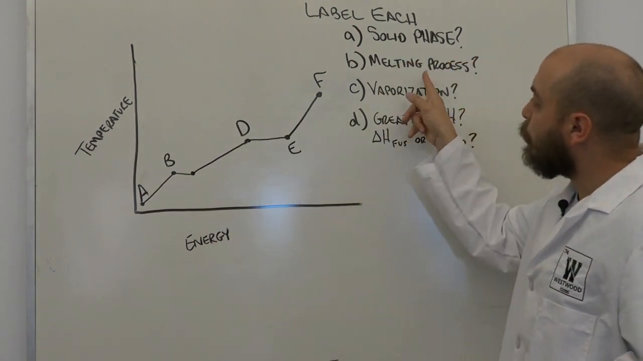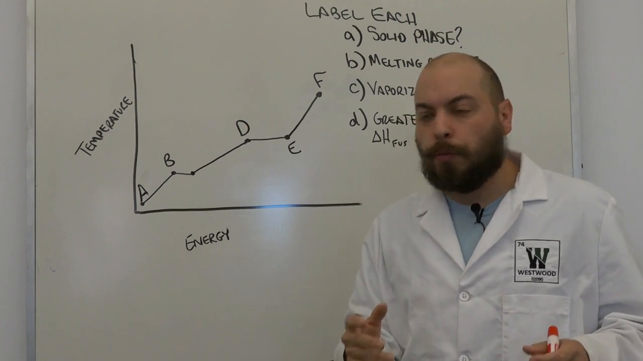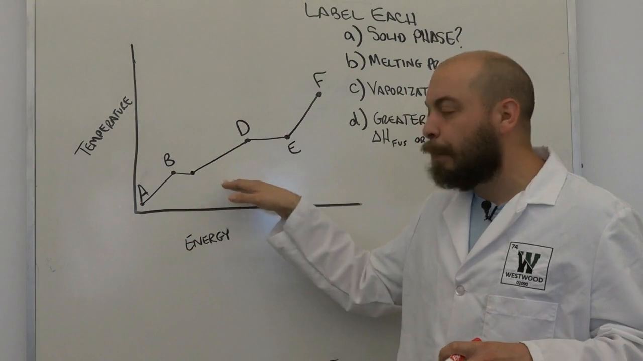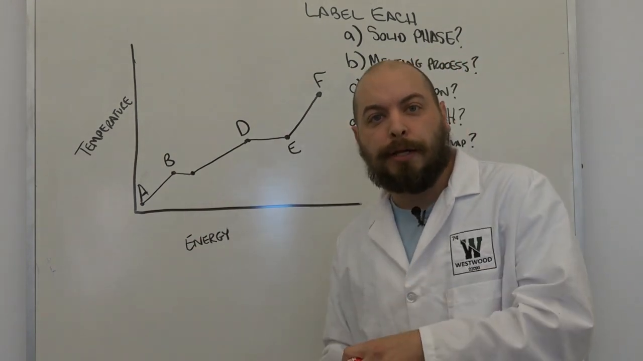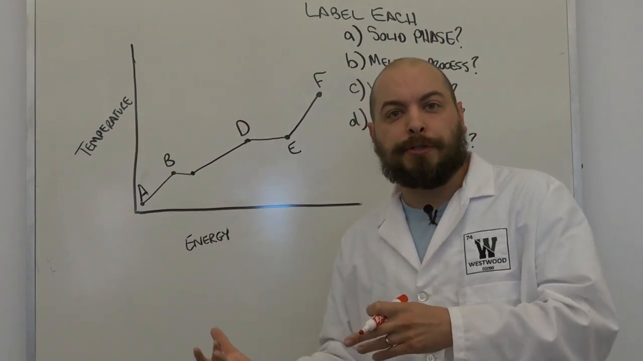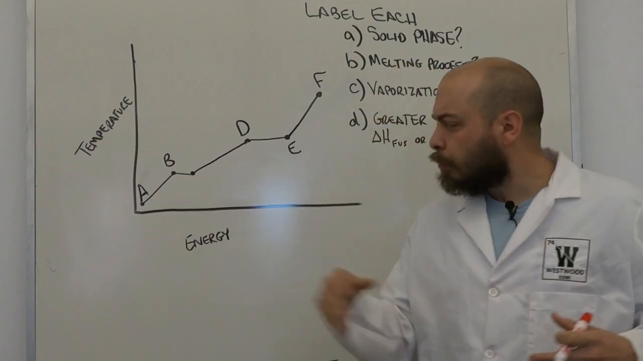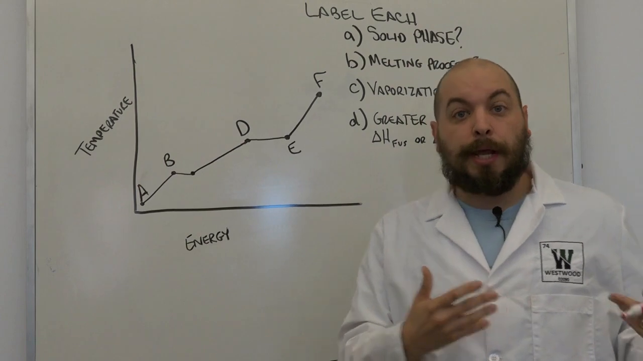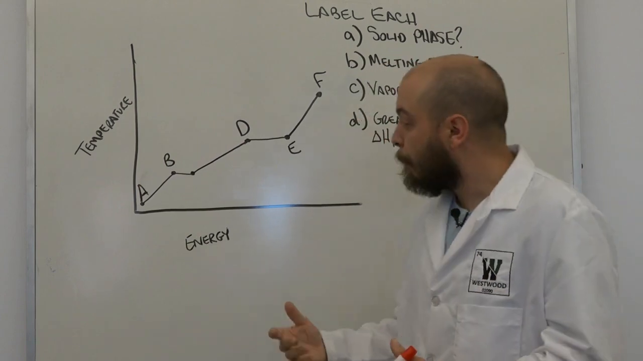The second question is, where's my melting process occurring? Well, if A to B represents a solid, then a change of potential energy away from a solid would be a change of potential energy from solid to liquid. This would be my fusion process, or in the direction we're going, the melting process.